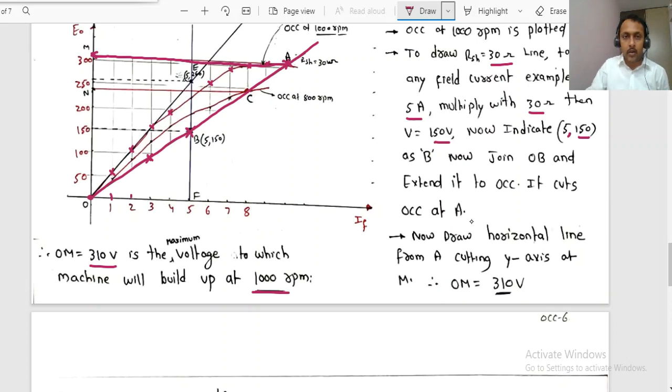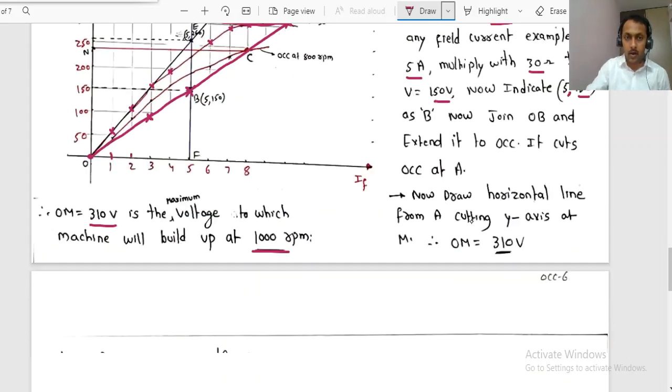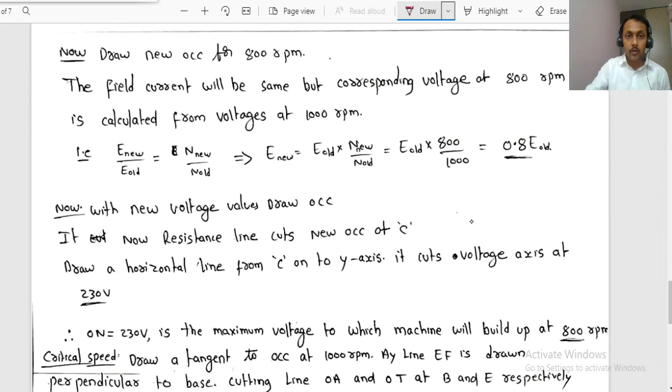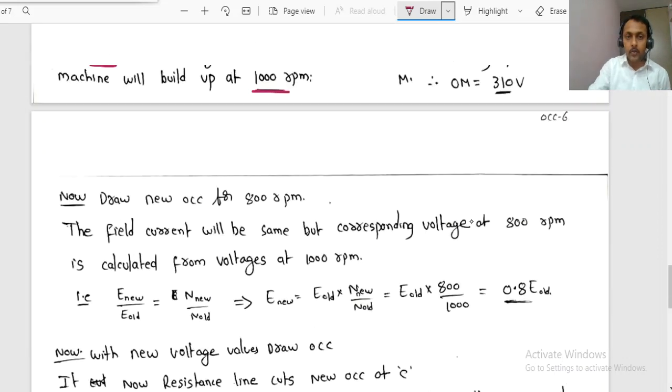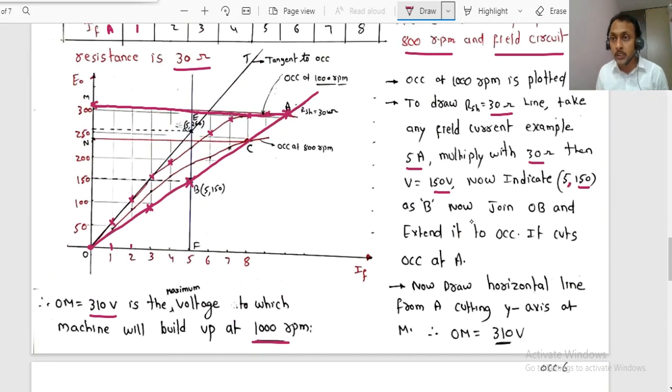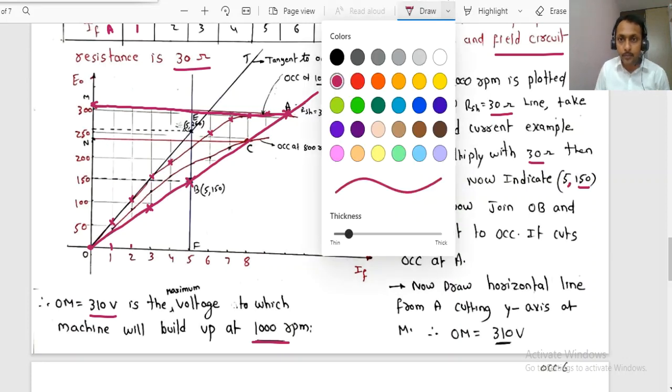This is the first part, right? Now, if you draw the tangent to this curve, it represents which resistance? Critical resistance. If the tangent is drawn onto the OCC, it represents the critical resistance, right? Now a new curve is to be drawn, a new OCC curve at 800 rpm. How will the OCC look? This is the OCC curve at 1000 rpm. Now at 800 rpm, this is the new OCC curve.